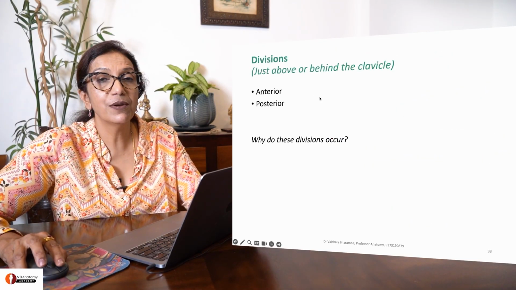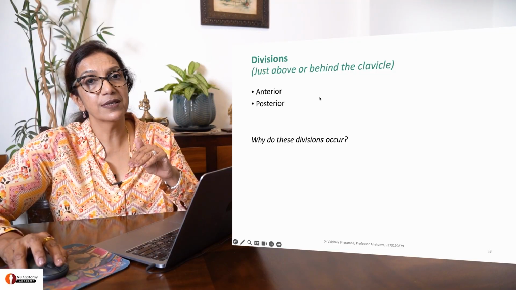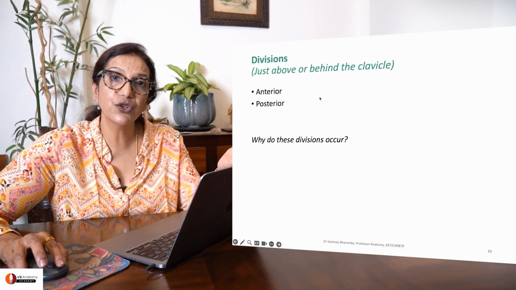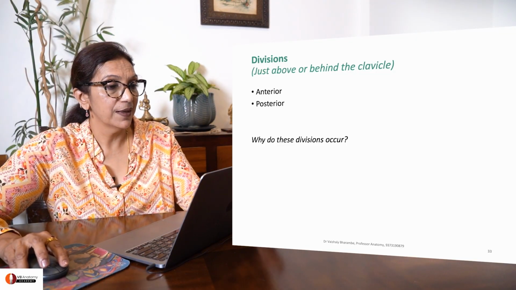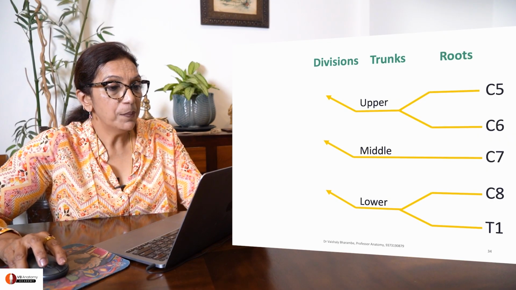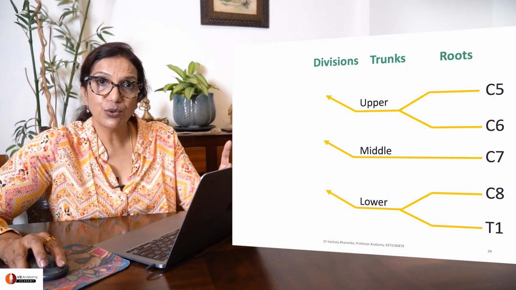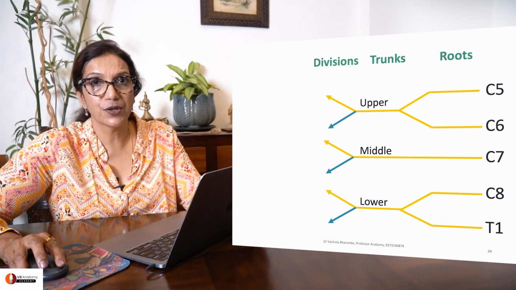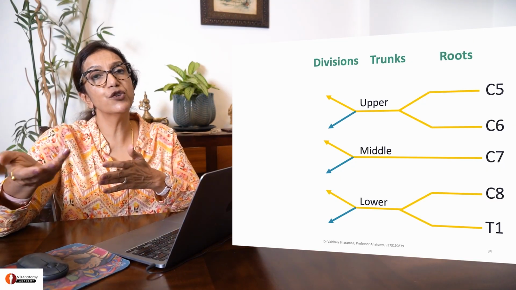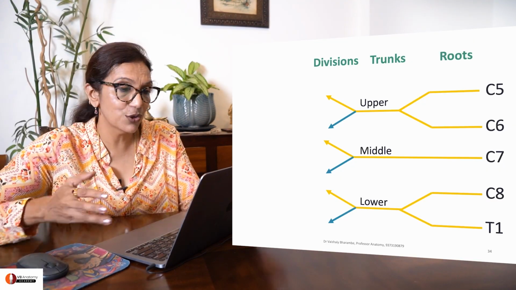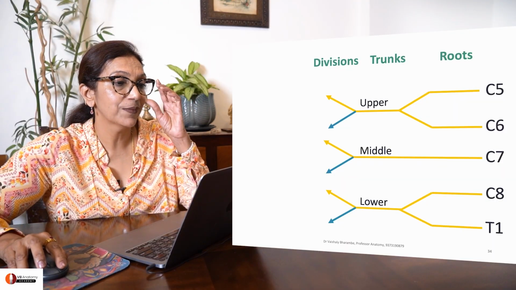Now let's talk about divisions. Each of these trunks divides into an anterior division and a posterior division. So each is giving rise to an anterior division and a posterior division. Right? I've colored the posterior division blue for you to understand better. It's obviously not blue in color.